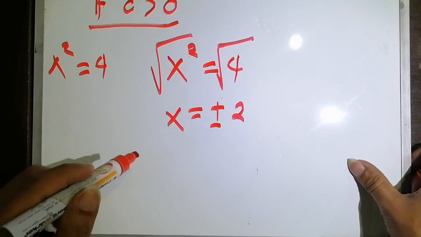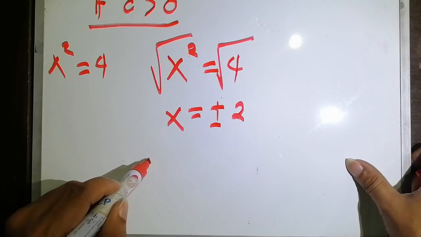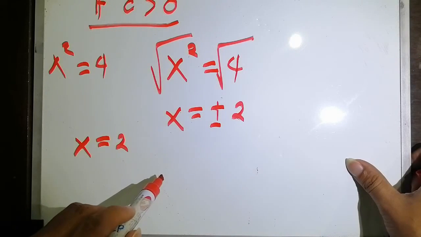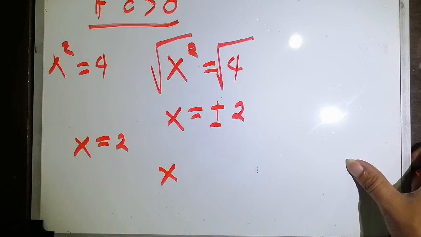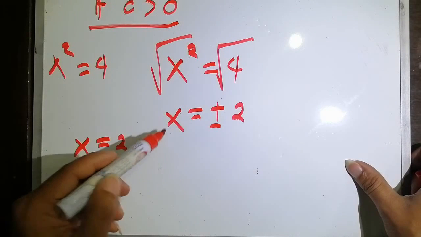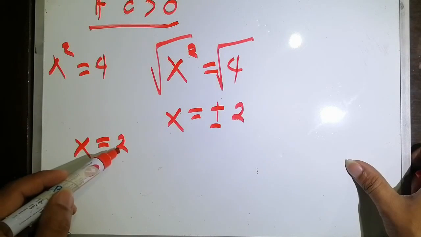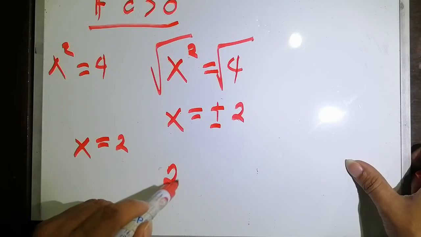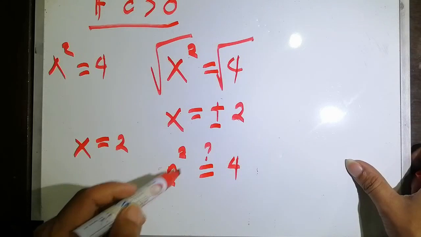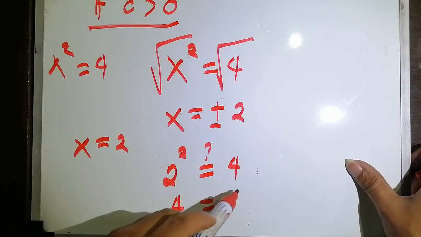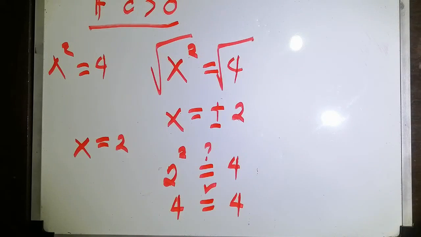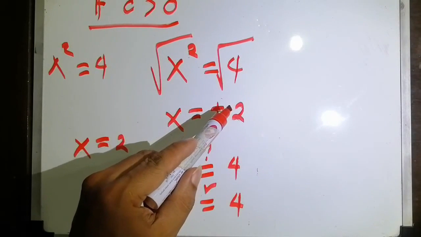let's substitute the values. So x squared, if x is 2, so papalitan natin yung x ng 2. So 2 squared is equal to 4, question mark. So 2 squared is 4, which is equal to 4. Therefore our answer is correct if our x is positive.